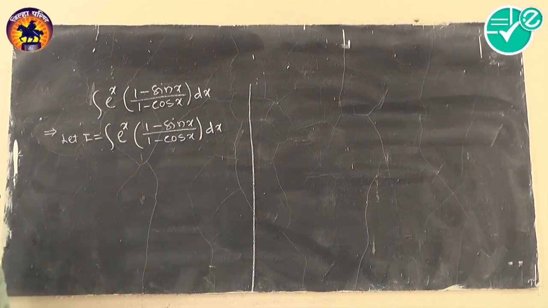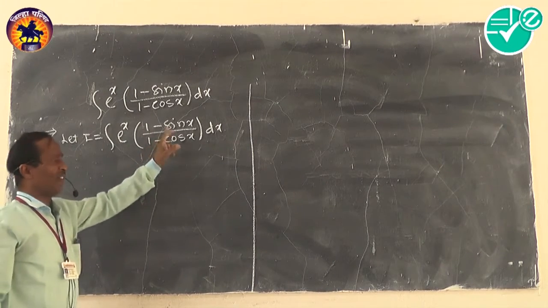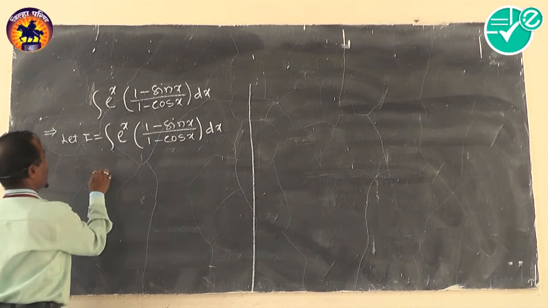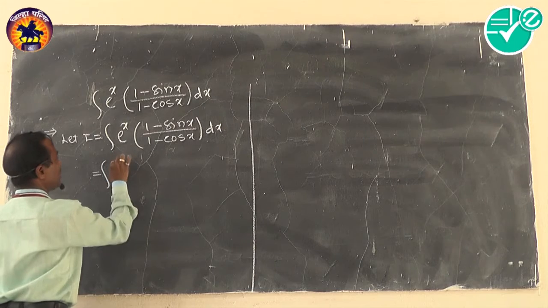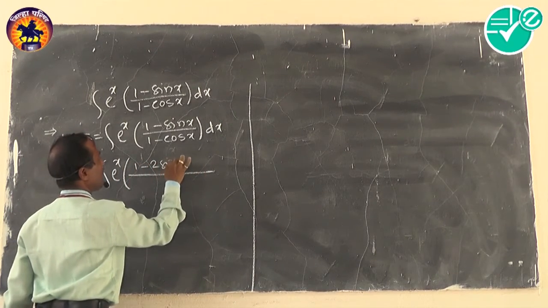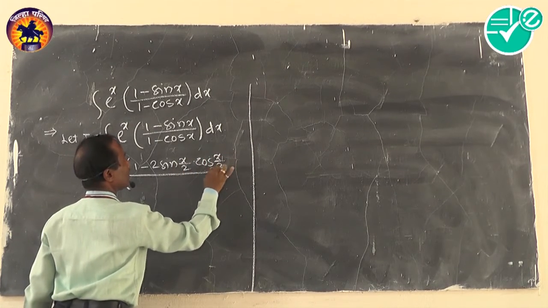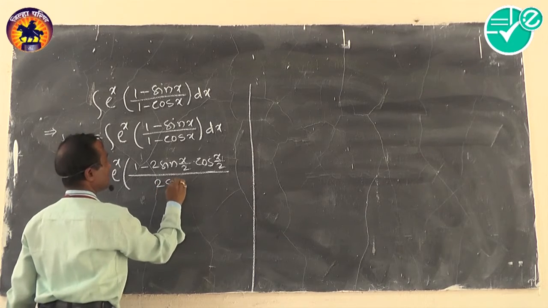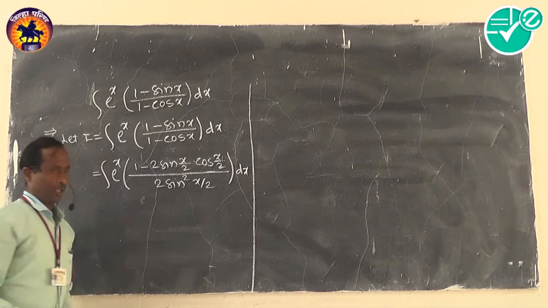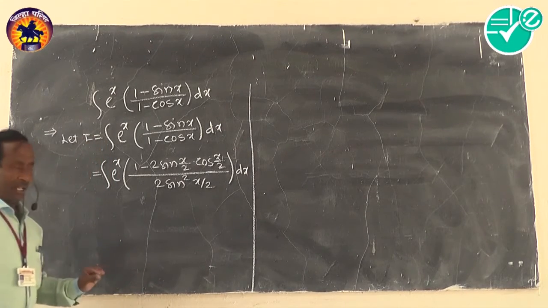Now the formula for 1 minus cos theta is 2 sin square theta by 2, and the half angle formula for sin theta is 2 sin theta by 2 into cos theta by 2. We get integral of e raised to x into (1 minus 2 sin x by 2 into cos x by 2) divide by 2 sin square x by 2 dx. We apply the formula for 1 minus cos theta and sin theta.